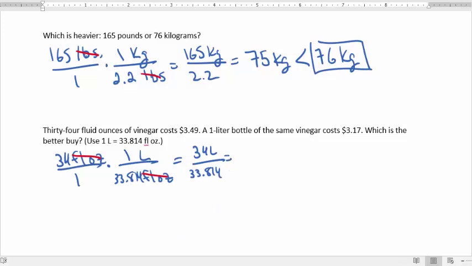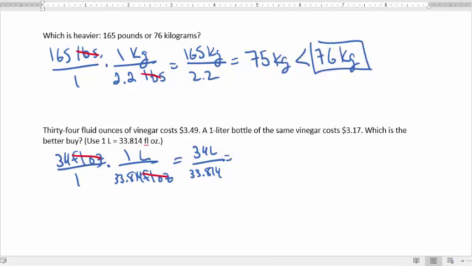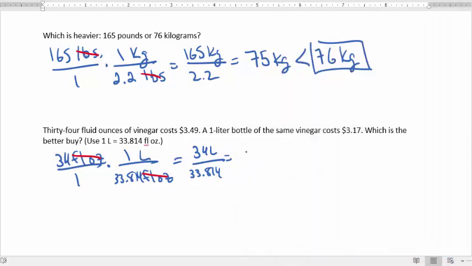So 34 divided by 33.814. It's so close. This is another one that's so close. So it's 1.006 liters. So it's $3.49 for 1.006 liters.